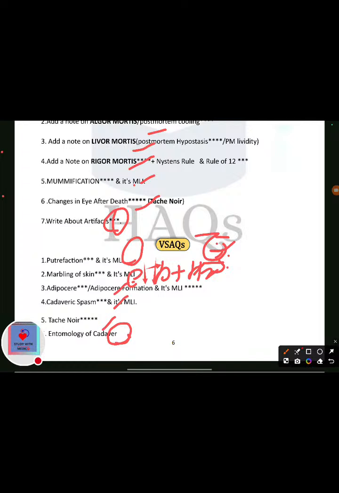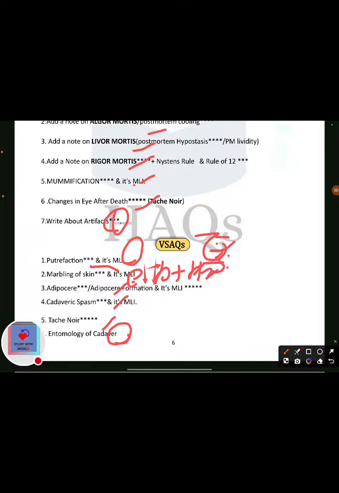Color changes are the first external sign of putrefaction: a greenish color overlying the cecum, then it spreads to the whole body. Later, greenish discoloration spreads over the entire abdomen. Patches unite and the color changes to purple, dark blue, and then blackish. So putrefaction has medico-legal importance: it helps in estimating time since death, and indicates all that. Okay, what is marbling?